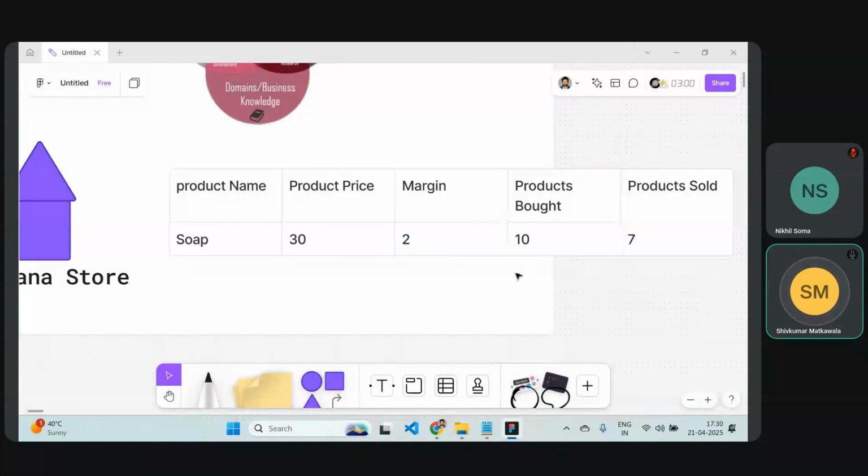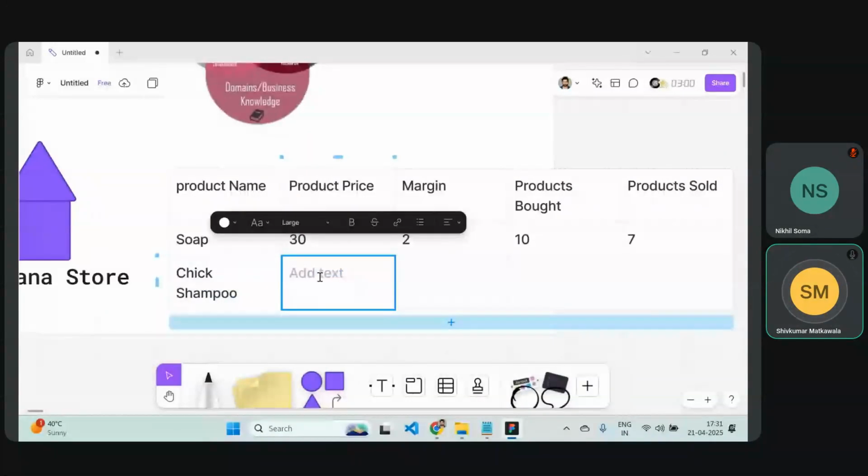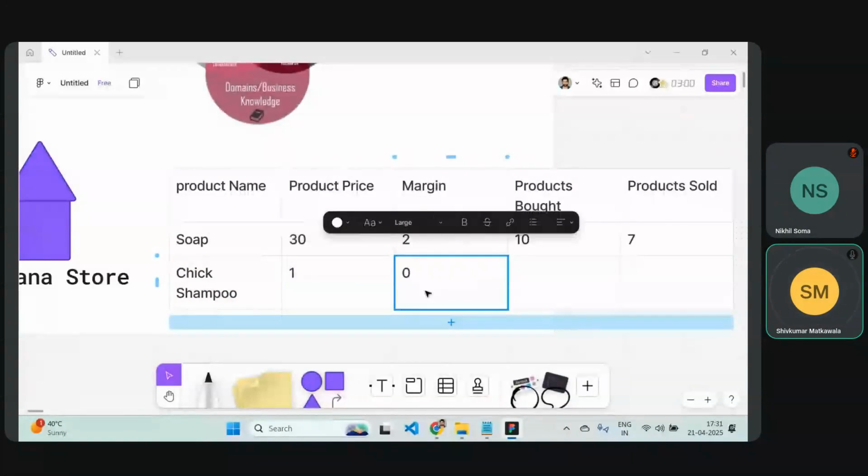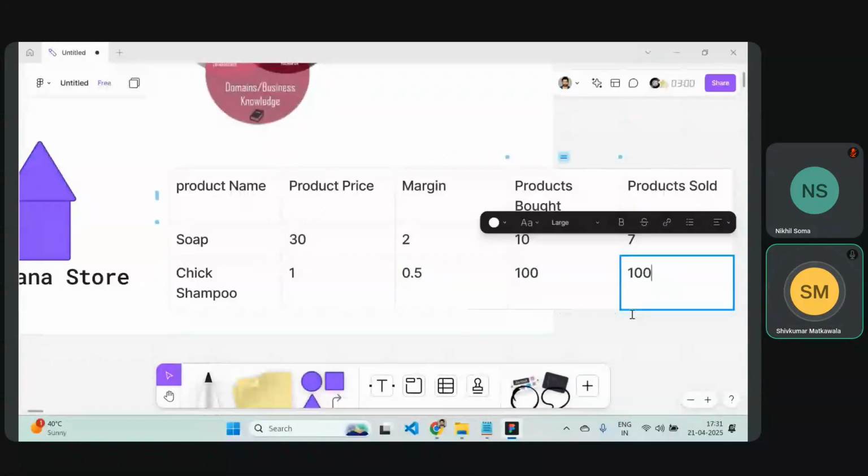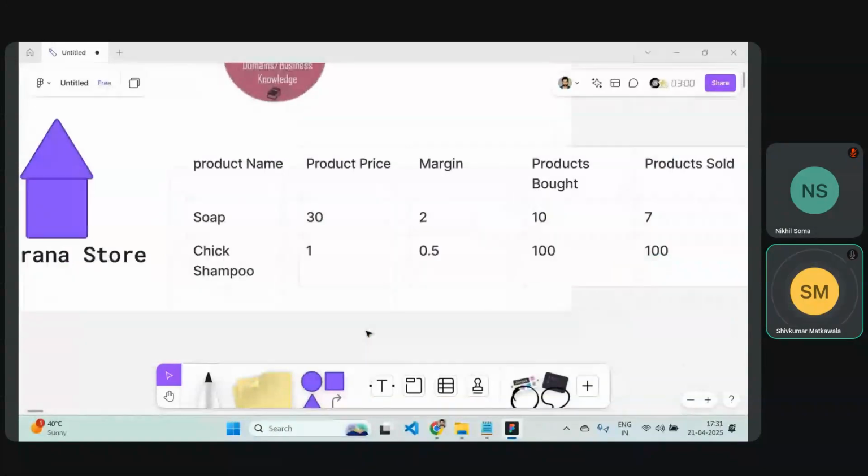There are some other products, for example, what? Chick shampoo. And the price is what? 1 rupee. Margin is what? 0.5 paisa. And you bought how many? 100. And how many did you sell? In this way, you can understand what products are giving you profit and loss. So that is the data. You are collecting that minor data and you are studying it.